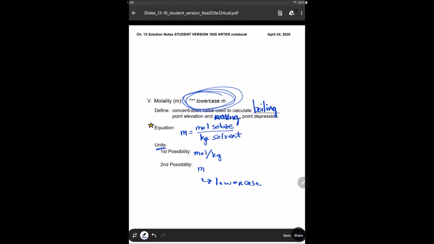Molality is a concentration value used to calculate boiling point elevation and melting point depression. So just a useful unit to pay attention to. Don't get confused. Molarity and molality are very different. They sound the same, but are very different. So be very, very careful with that.